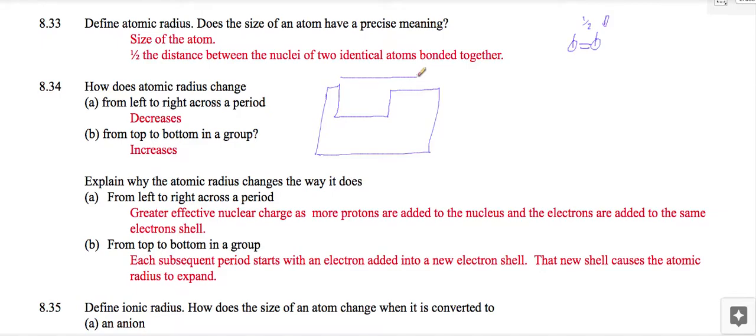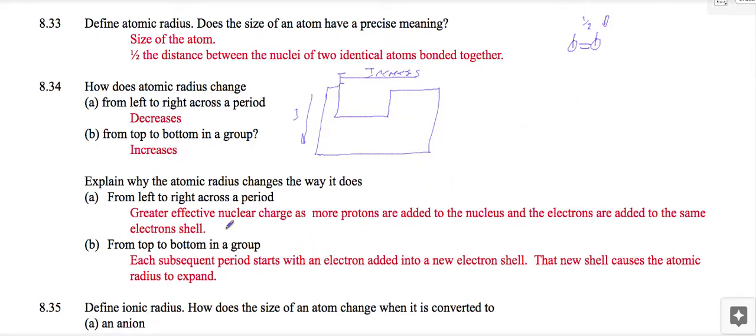So I'm going to draw it this way. It decreases going that way, so this increases to the right, and it increases going down as well. So there's the periodic trend for atomic radius. And here is why. Why does it decrease going from left to right?